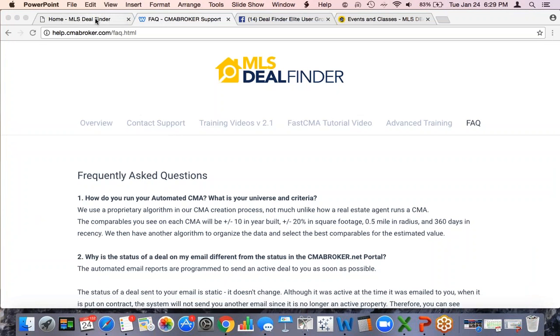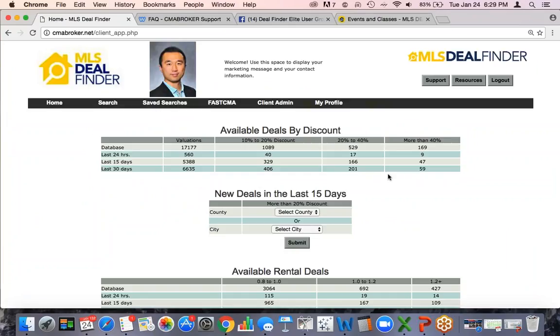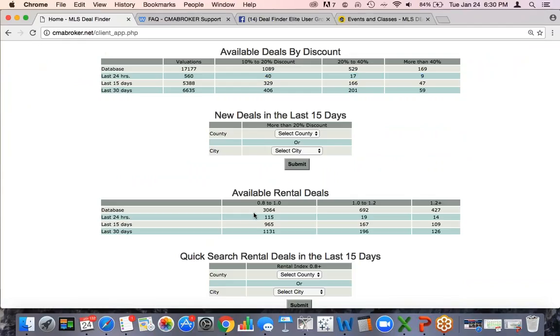Let me try to log in here. Okay, so I think most of you are already familiar with this interface. Look at this. We have over 17,000 properties that have already been evaluated. We did 560 in the past 24 hours. And we can look at it by discount. We already categorized all of these properties, and we can categorize them based on the rental deals.